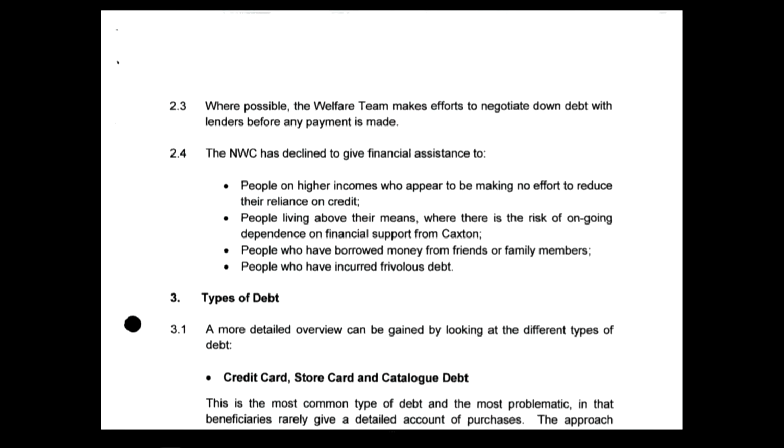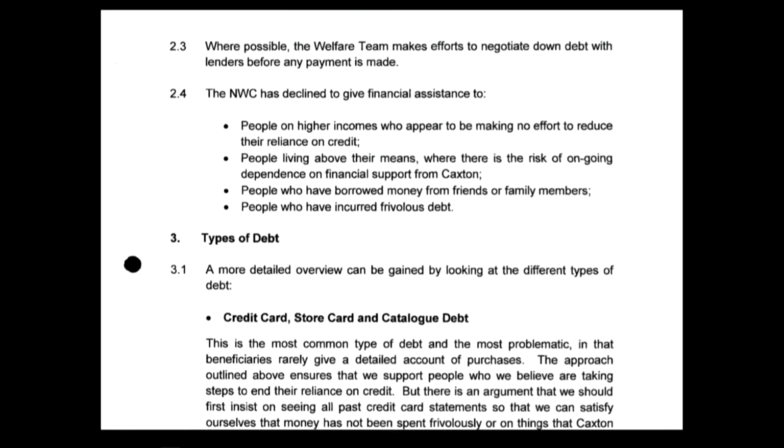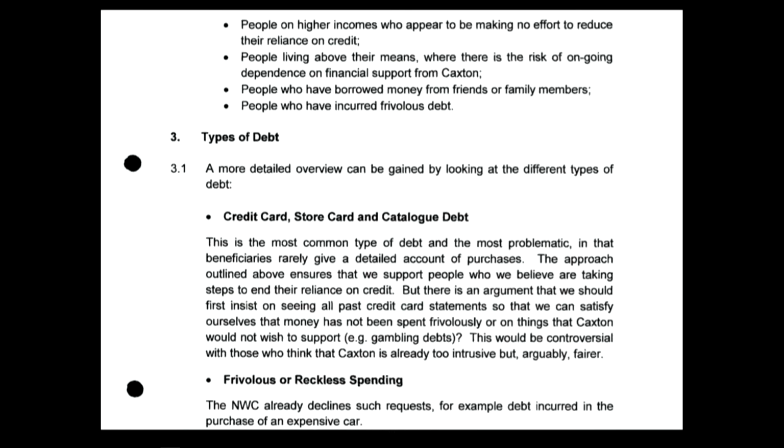And then the point made about negotiating down debts where possible, and then setting out where assistance has been declined: people on higher income who appear to be making no effort to reduce their reliance on credit, people living above their means where there is the risk of ongoing dependence on financial support from Caxton, people who have borrowed money from friends or family members, people who have incurred frivolous debt. And then you go on to set out the different types of debt that beneficiaries are experiencing.